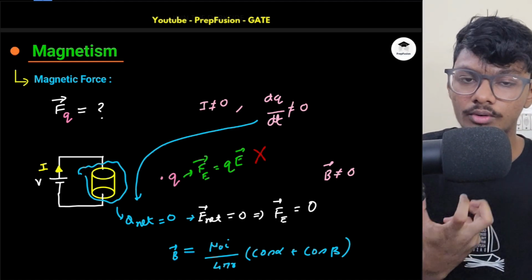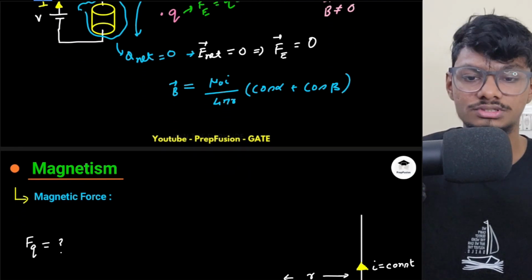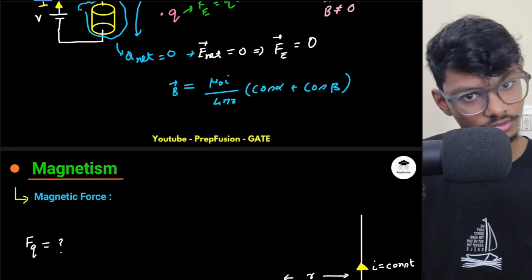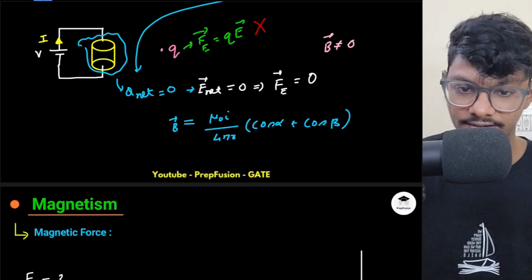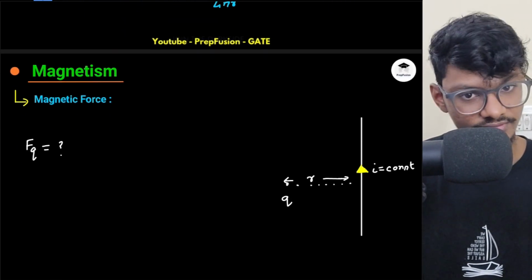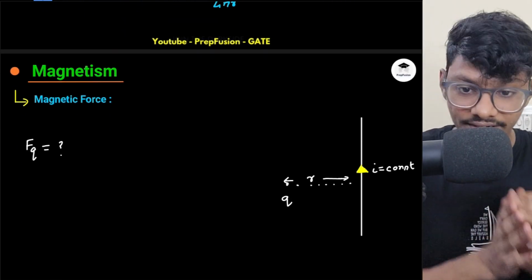Now what I wanted to tell is what the force due to this magnetic field is. I understood that there is no electric field, so it will not get any force from it. But what is the force due to the magnetic field? I want to reiterate it again.